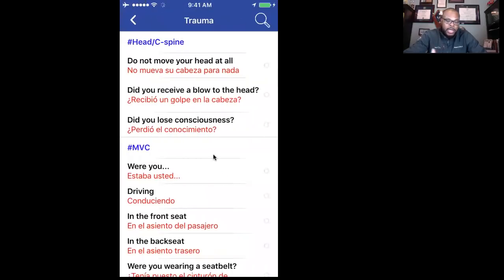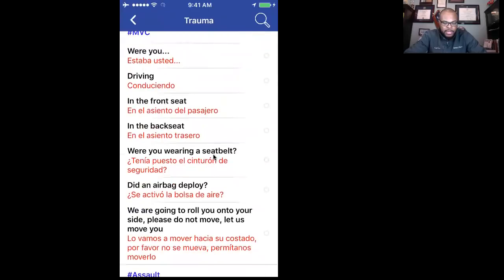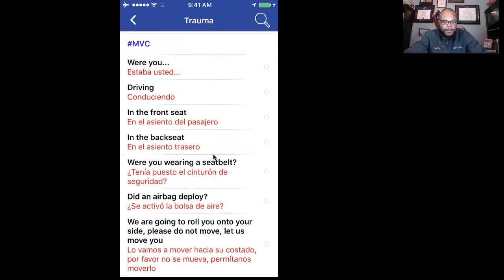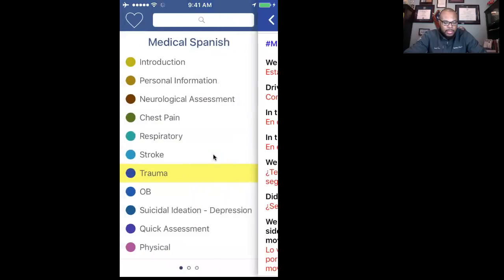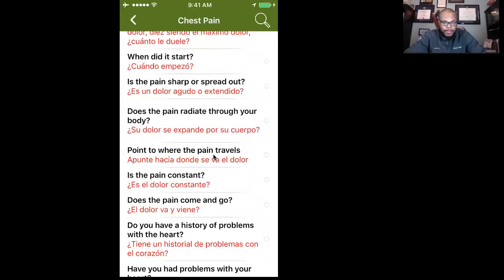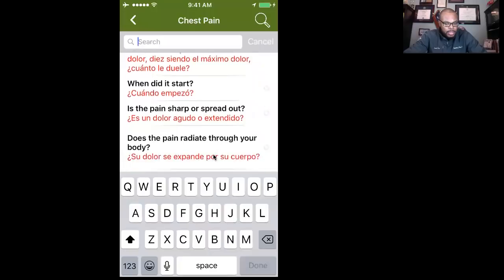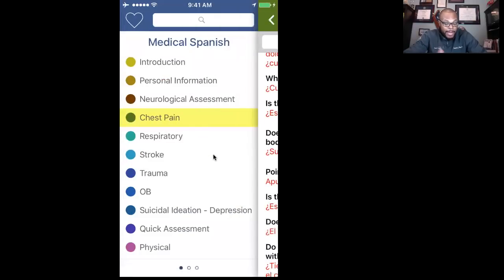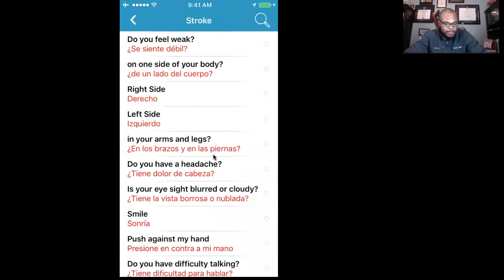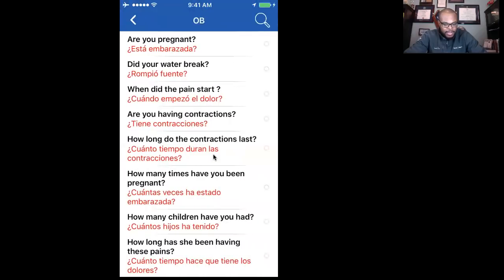So trauma, if I have a patient in the ER and I don't want them to move their head, or I want to say, hey, what happened to you? You can push this button here. Estaba usted. And this app will kind of speak it out, or you can actually try to speak it also. ¿Cuándo empezó? So like your chest pain, where did it start? Dolor el pecho. I can't speak Spanish. Sorry. That was terrible. I should not do that again. Está embarazada.